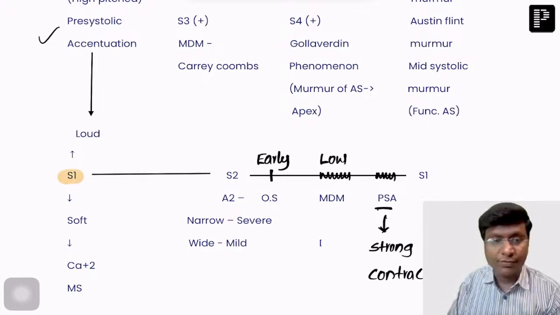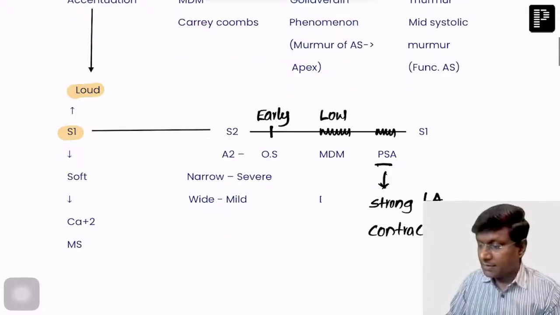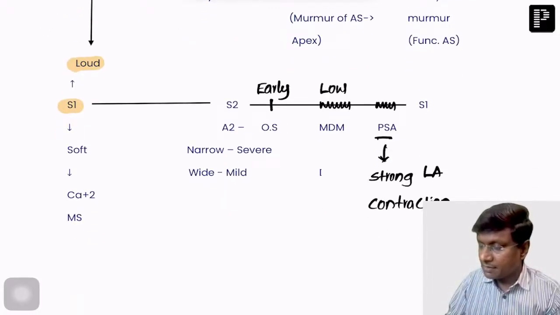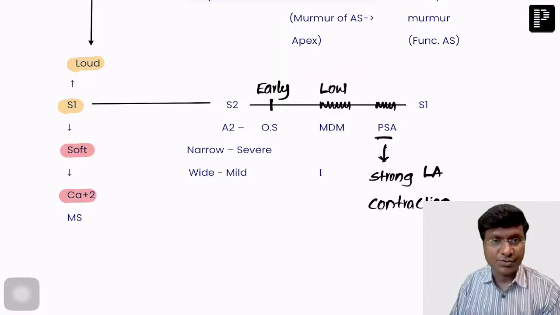So the first heart sound will be loud. But there are certain scenarios of mitral stenosis where the first heart sound can be soft. In which scenarios? For example, if it is a calcified mitral stenosis, then you can have a soft S1.